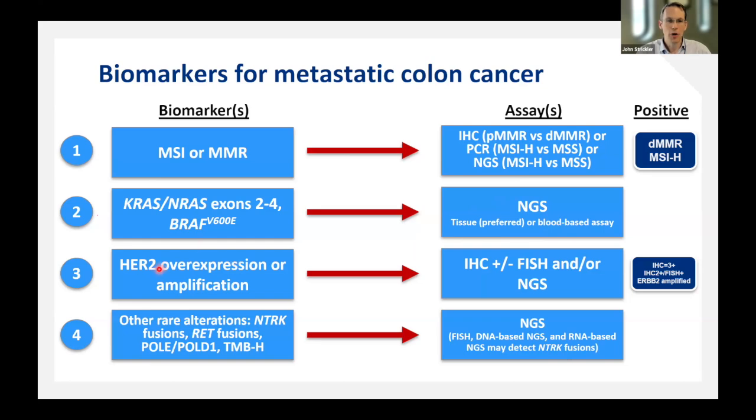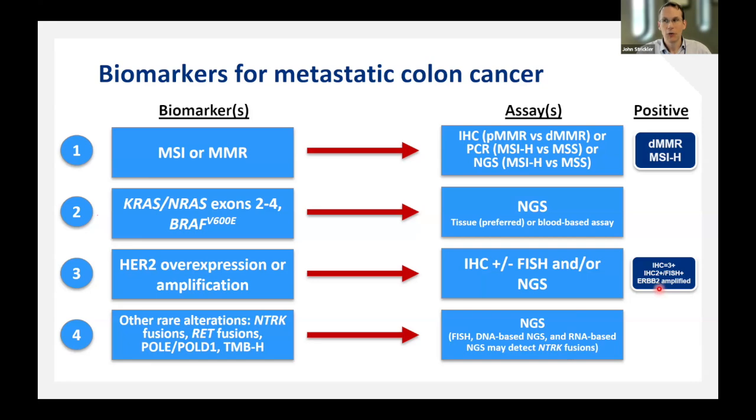HER2 is an important biomarker, and you can test HER2 a number of ways as well. Immunohistochemistry for protein expression, FISH for gene amplification, or NGS for gene amplification. And by the way, this has many names too. HER2 is the protein. The gene is called ERBB2. So on your report, you may see ERBB2 amplification. That's the same as HER2. Okay, so it can be a little confusing.